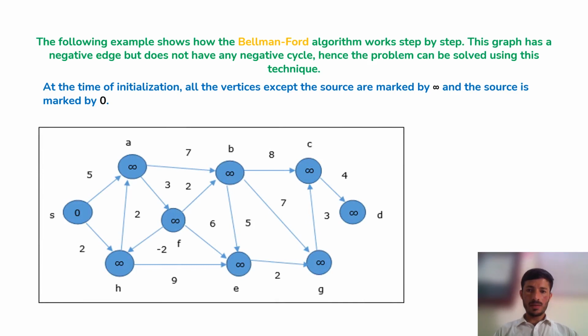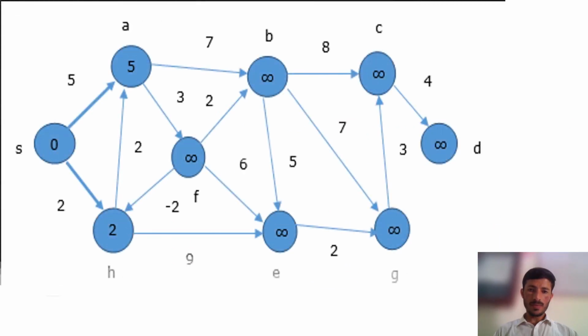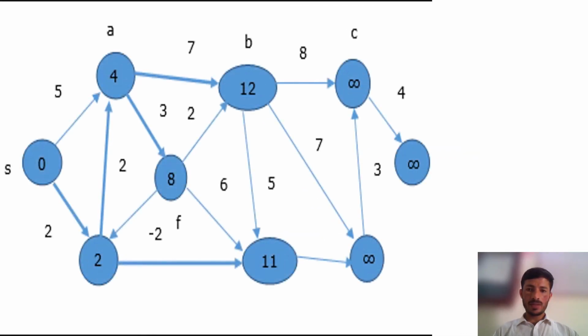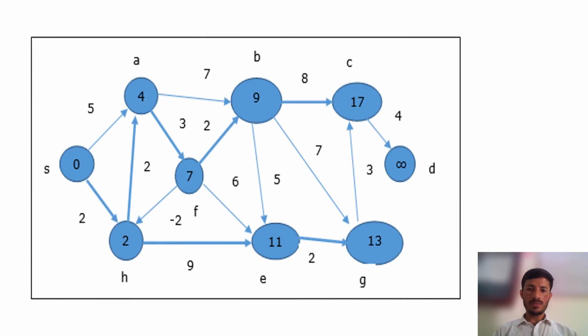In the first step, all the vertices which are reachable from the source are updated by the minimum cost. Hence, vertices A and H are updated. In the next step, vertices A and B, F and E are updated. Following the same logic, in this step, vertices B, F, C, and G are updated. Here vertices C and D are updated.